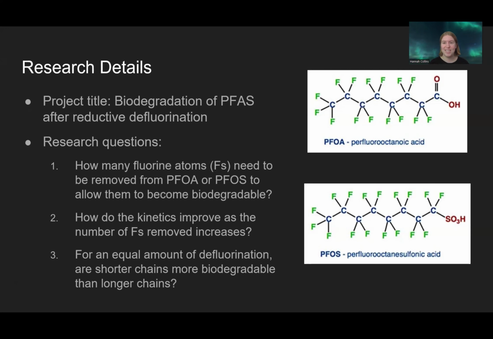The research questions that I'm trying to answer this semester or in the future are as follows. The first research question is, how many fluorine atoms need to be removed from PFOA and PFOS to allow them to become biodegradable? Number two, how do the kinetics improve as the number of fluorine atoms removed increases? And number three, for an equal amount of defluorination, are shorter chains more biodegradable than longer chains?